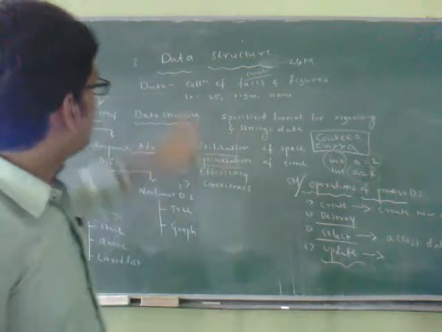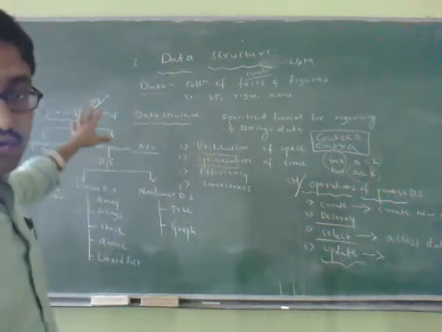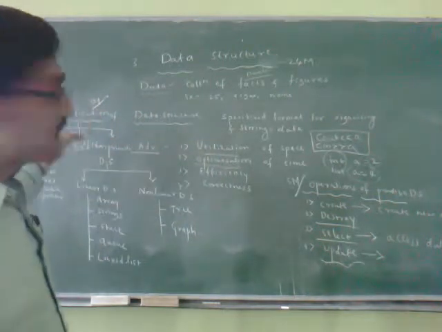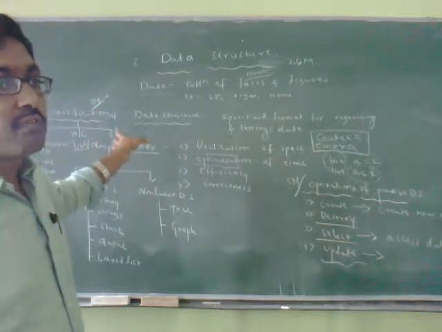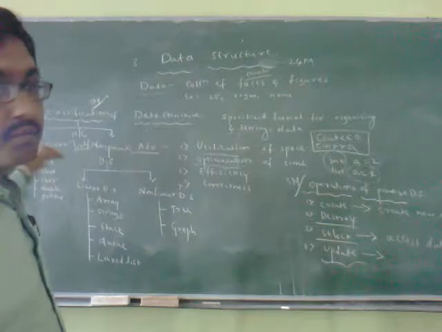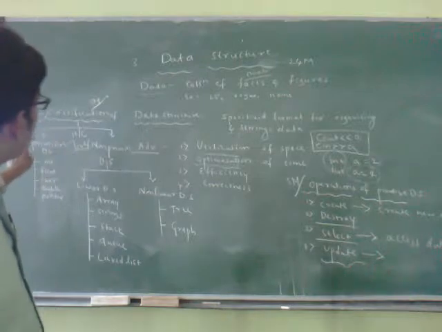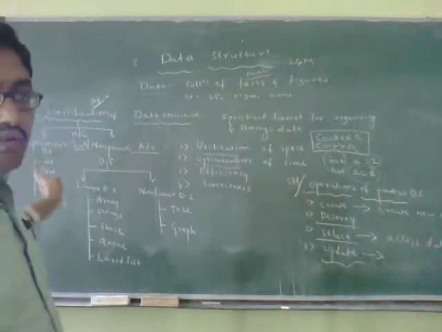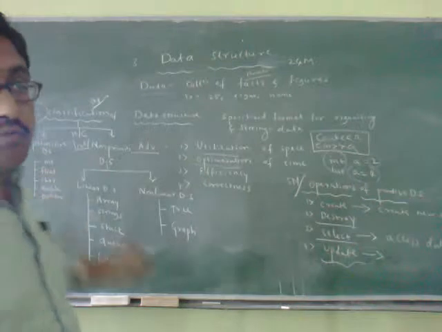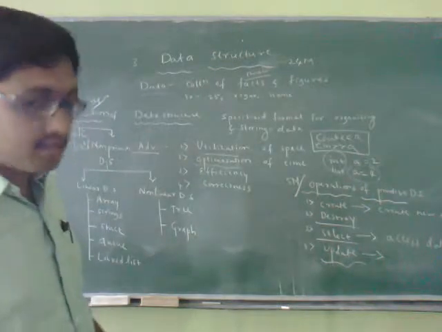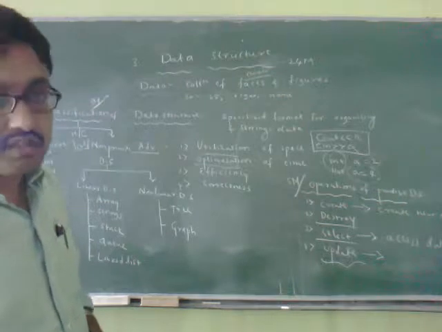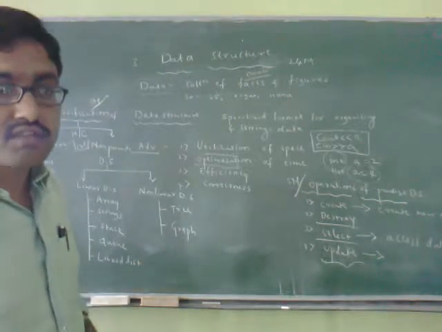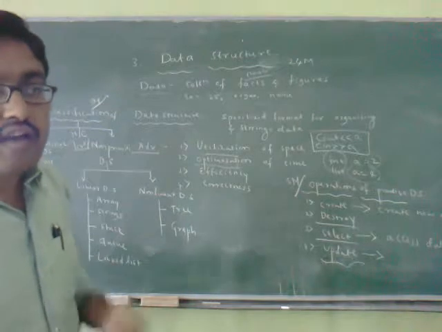There are two types of data structure. First one is primitive data structure, second one is non-primitive. Examples for primitive data structure: int, float, char, double. So many times this question will be asked: give the example for primitive data structure. Int, float, char, double, already you studied in first year.